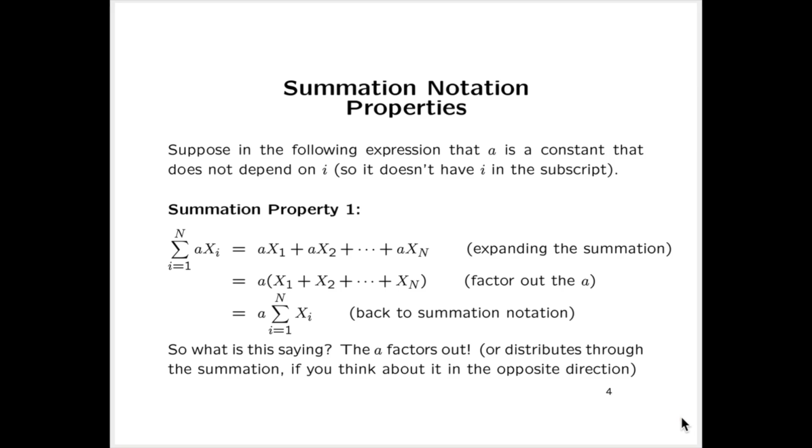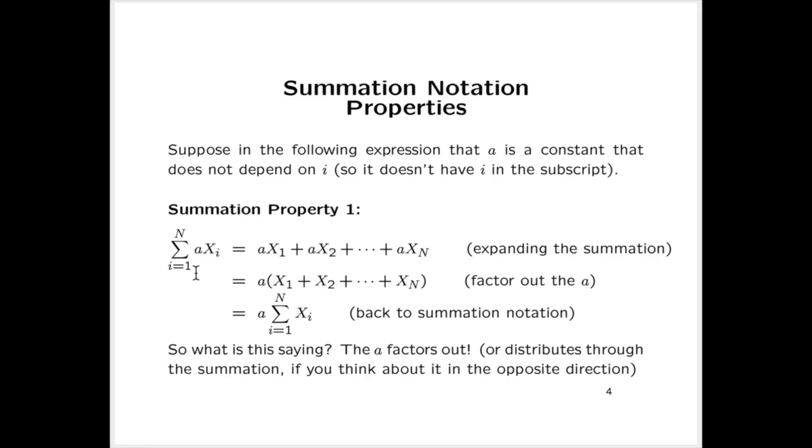So here is the first summation property. Now, suppose that in the following expression A is a constant that does not depend on i, so that it doesn't have i in the subscript. What this says, and we read this as the summation of whatever is over here, is that the summation of terms that look like a times x sub i is equal to a times the summation of terms involving only the x's.